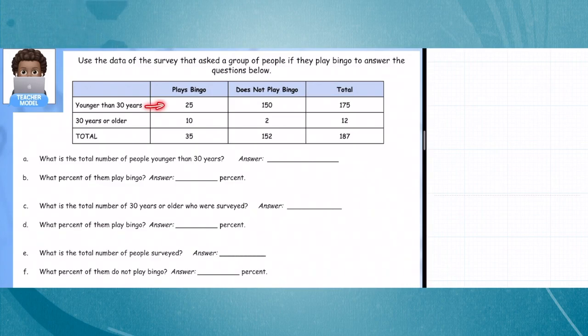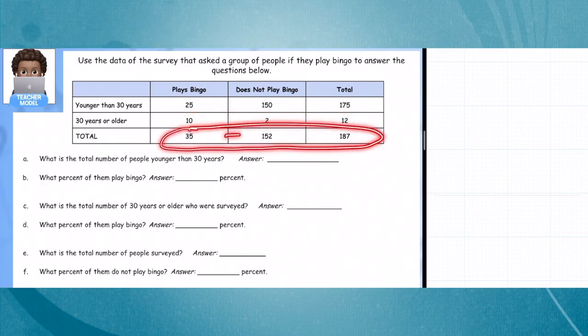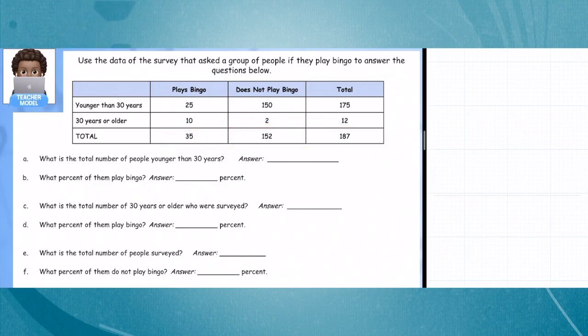For example, in terms of the number of people younger than 30, you can take those who play bingo and those who do not and add them up together to get a total of 175. So you can see they've done the same addition here to make 12, and they've done the same addition here to get 187. Some tables will not have that. So if some tables do not have this information, you can just add yourself and add a total part to it if need be, a column for that. And there's also a row down here for totals, which again, they're just adding these two together to get these numbers, adding these two together, adding these two together.